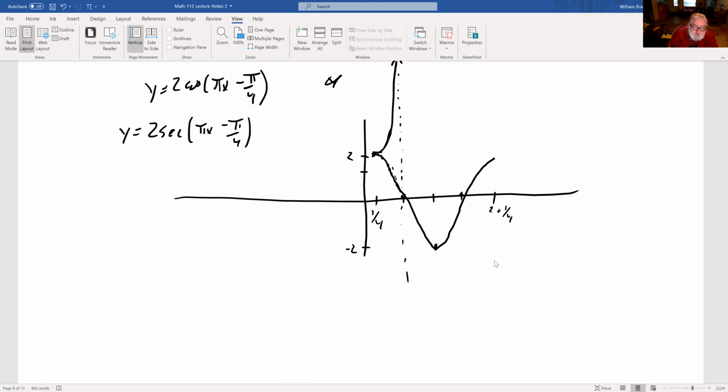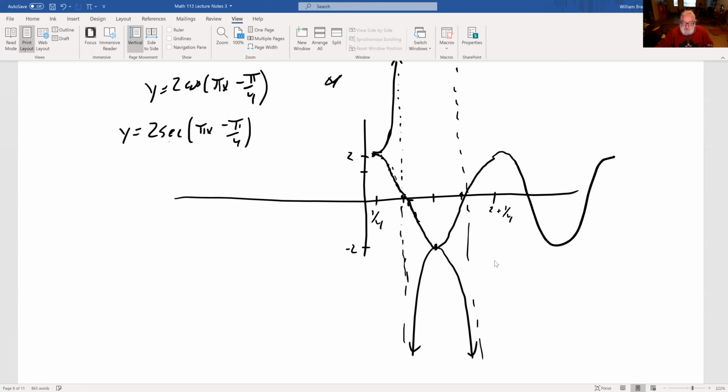For 2 secant pi x over 4, as I go this way up the graph of cosine, the y values get closer and closer to 0. So 1 over the y values get bigger and bigger and bigger, but they're negative. So they go down like that. And I'll put in a graph here. This continues on.